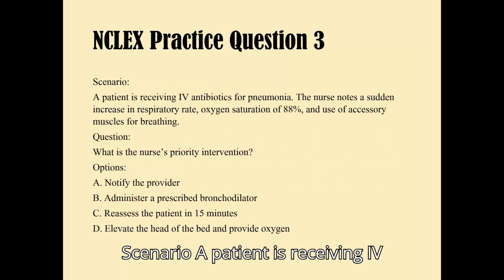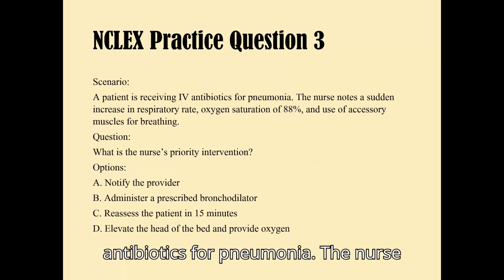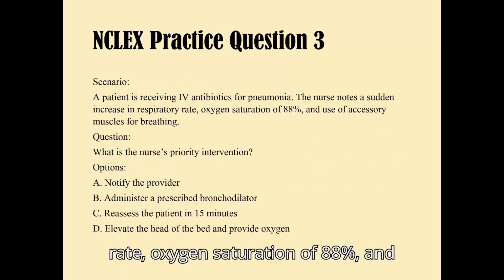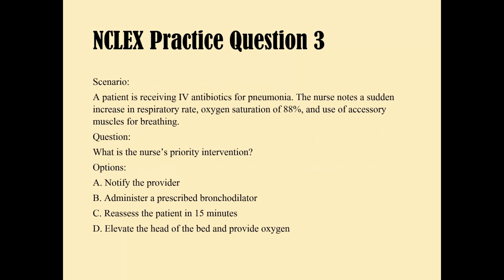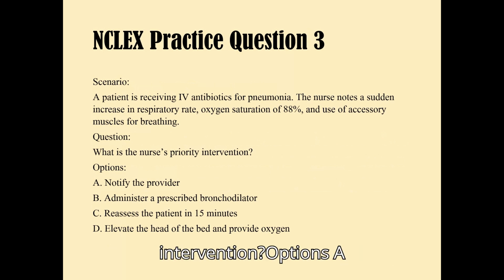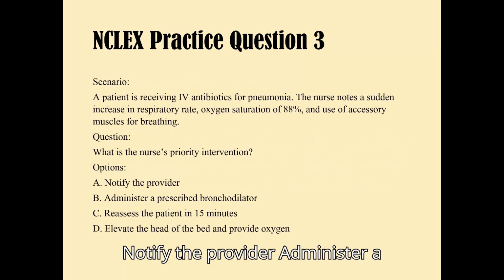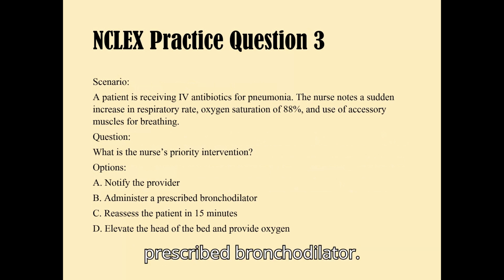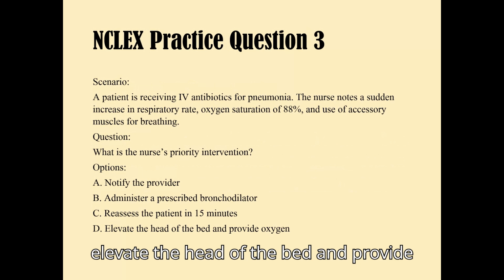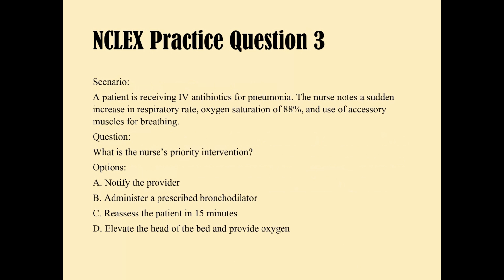Scenario: a patient is receiving IV antibiotics for pneumonia. The nurse notes a sudden increase in respiratory rate, oxygen saturation of 88%, and use of accessory muscles for breathing. Question: what is the nurse's priority intervention? Options: A. Notify the provider. B. Administer a prescribed bronchodilator. C. Reassess the patient in 15 minutes. D. Elevate the head of the bed and provide oxygen.